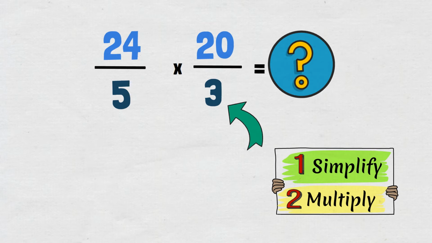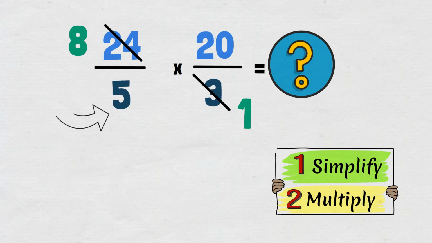Well, the denominator 3 of the second fraction, 20 over 3, is a factor of the numerator 24 of the first fraction, 24 over 5. Therefore, we can divide them both by 3. 24 divided by 3 equals 8. 3 divided by 3 equals 1. Next, we notice that the denominator 5 of the first fraction is a factor of the numerator 20 of the second fraction. Therefore, we can divide them both by 5. 20 divided by 5 equals 4. 5 divided by 5 equals 1.